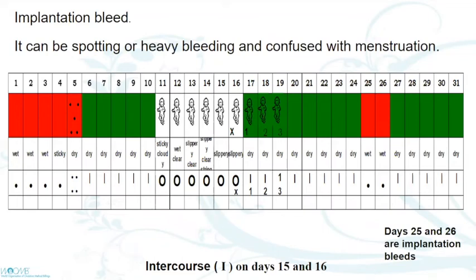Intercourse takes place on days 15 and 16. So there is no symbol of I on day 15 and 16. That is why it is placed at the bottom for us to know. There is an intercourse on days 15 and 16. Day 15, open cervix. Day 16, peak day. It means what? Ovulation is taking place.